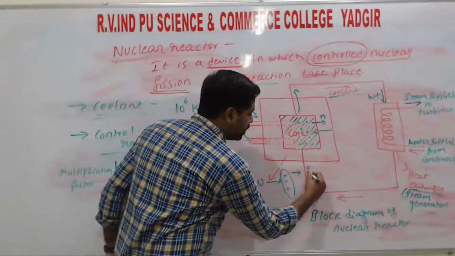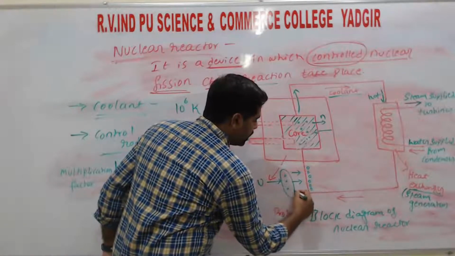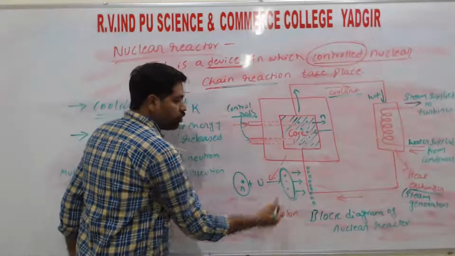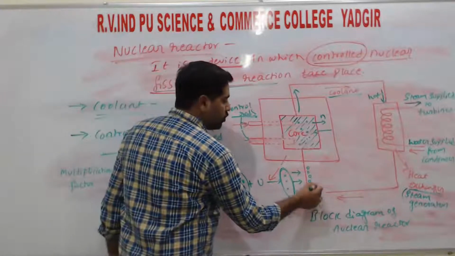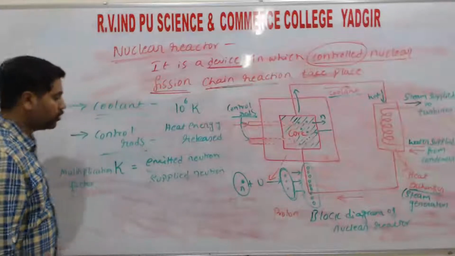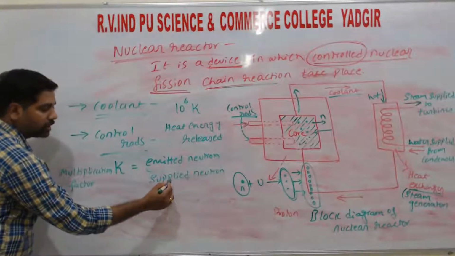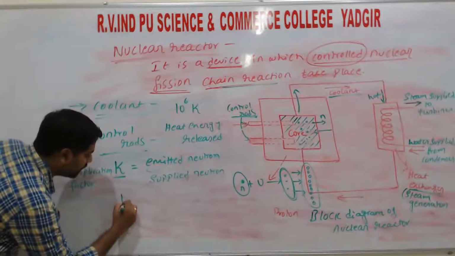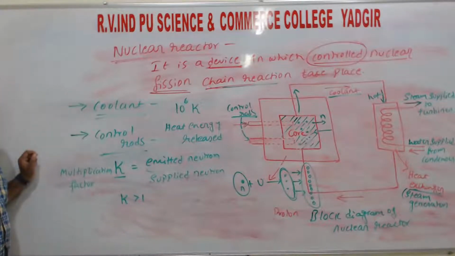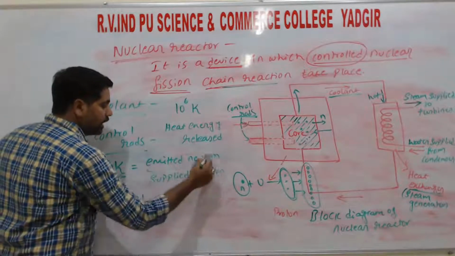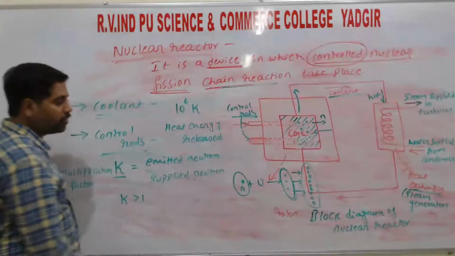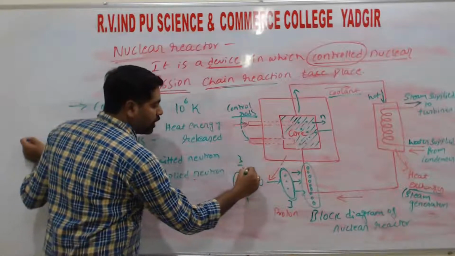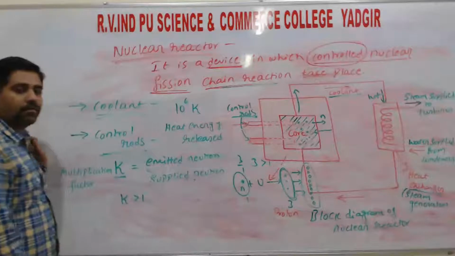So again here we are getting 3, again here we are getting 3, again here we are getting 3. Right? So that means here the supplied neutron is 3 and the emitted neutrons is how much? That is 9. Right? So the emitted neutron divided by the supplied neutron gives the ratio. That ratio is the multiplication factor. If the K value is greater than 1, that means the emitted neutron is greater than the supplied neutron, right? So if you observe here, the emitted neutron is 3. The supplied neutron is 1. That means 3 divided by 1 is 3, which is greater than 1, right?